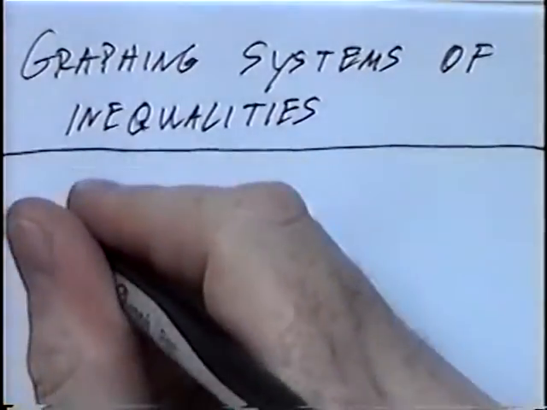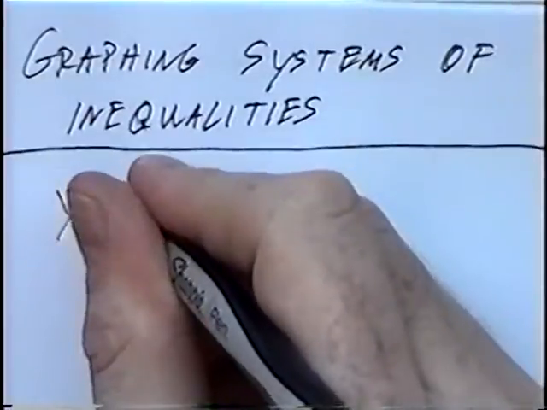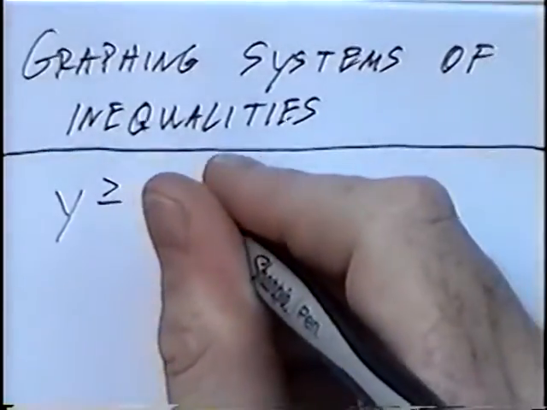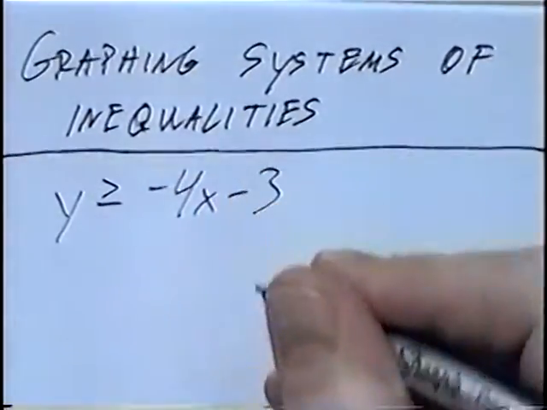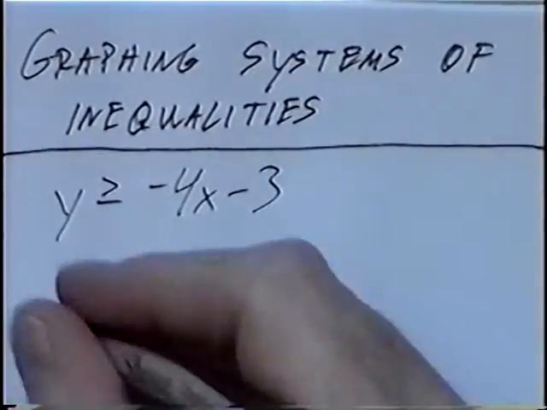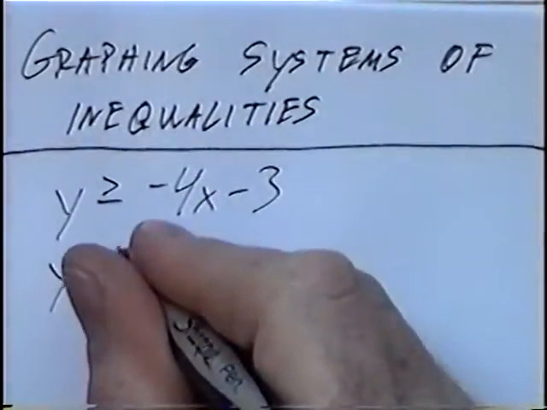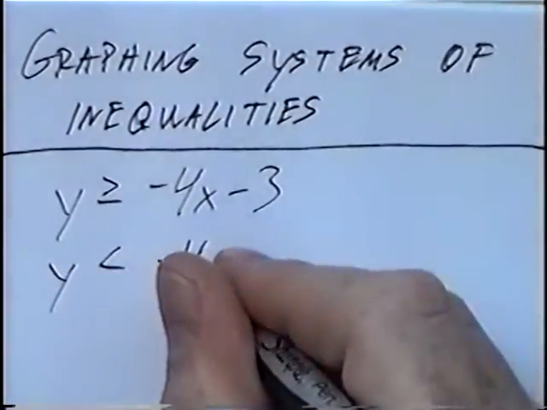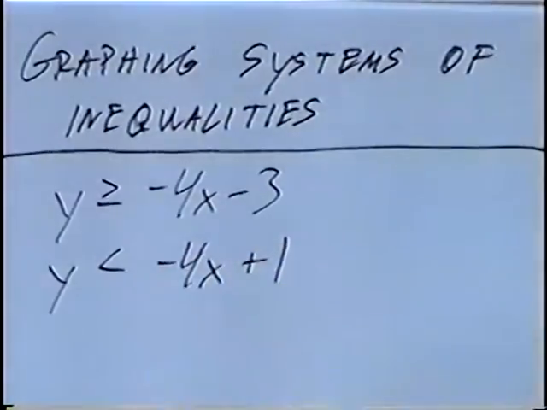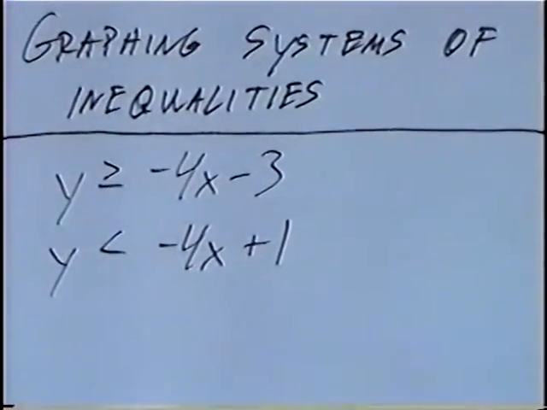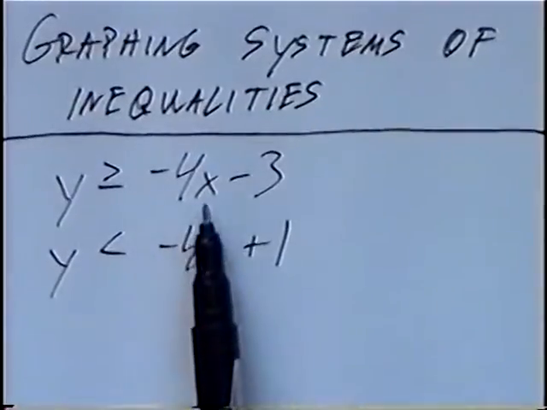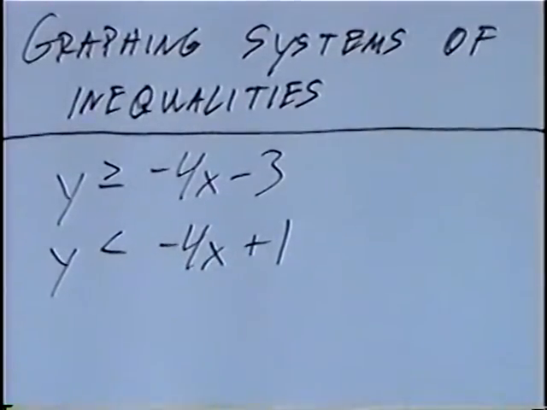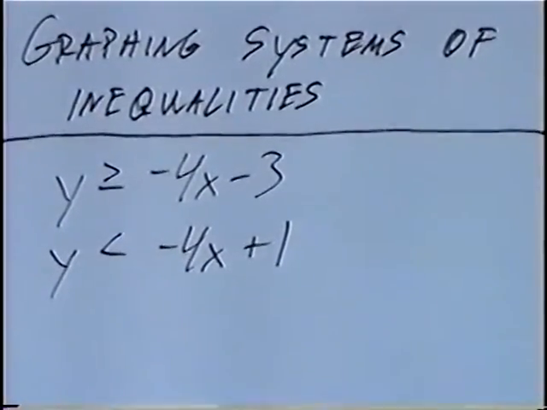First inequality is y is greater than or equal to negative 4x minus 3. Second inequality, y is less than negative 4x plus 1. To graph these inequalities, they're both in mx plus b form, so we can use the slope-intercept form to graph.